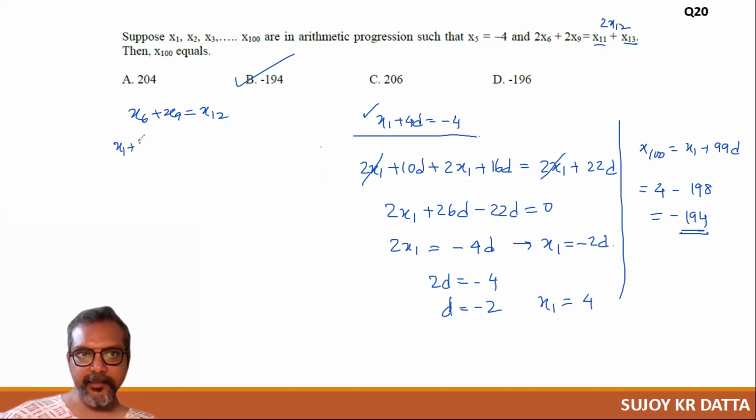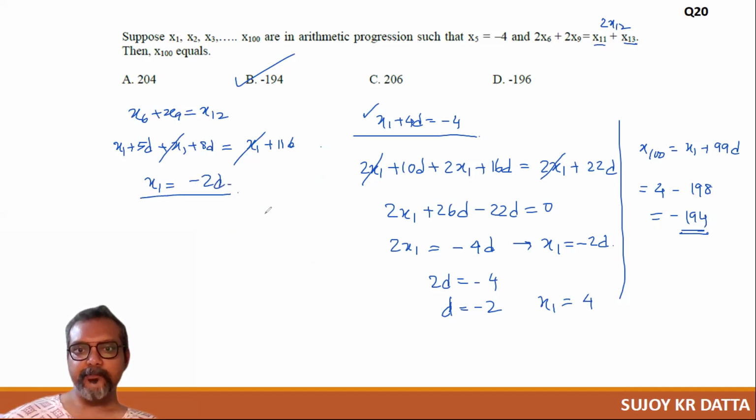X6 is X1 plus 5D. X1 plus 8D is X1 plus 11D. So X1 comes out to be minus 2D. So this was faster. Okay. And then the rest is the same. All right, let's go to the next one.